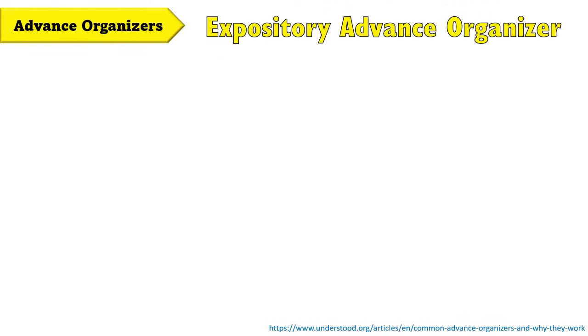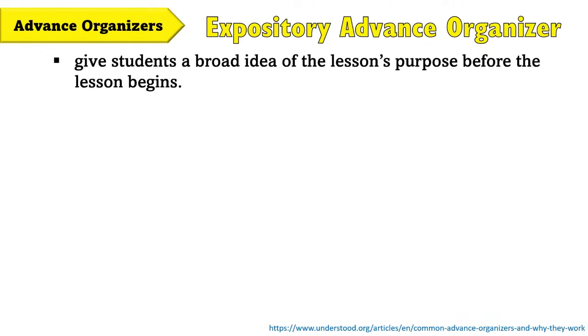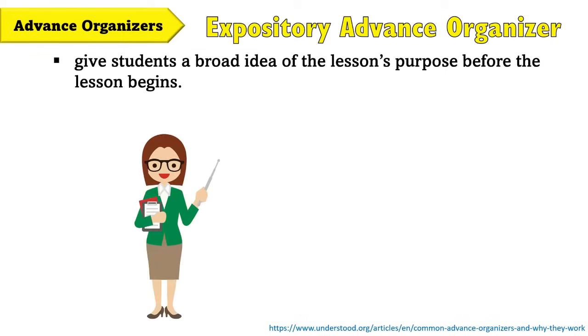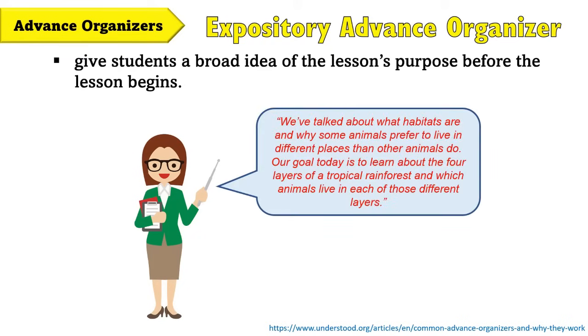Expository advanced organizers give students a broad idea of the lesson's purpose before the lesson begins. For example, a teacher may tell students what the lesson's goals are. We've talked about what habitats are and why some animals prefer to live in different places than other animals do. Our goal today is to learn about the 4 layers of a tropical rainforest and which animals live in each of those different layers. Teachers often also write the goals on the board.